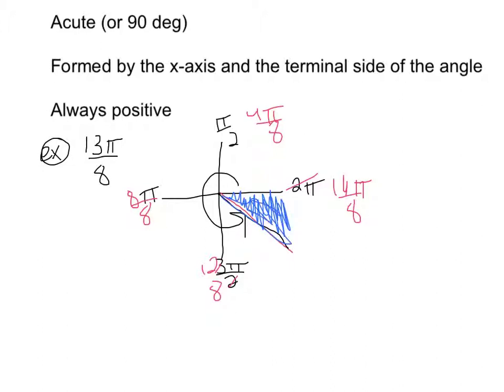I know the terminal side was 13 pi over 8, and all the way around is 16 pi over 8. So again, all I need to do is subtract the difference. I'm going to do 16 pi over 8 minus 13 pi over 8, and I get a reference angle of 3 pi over 8.